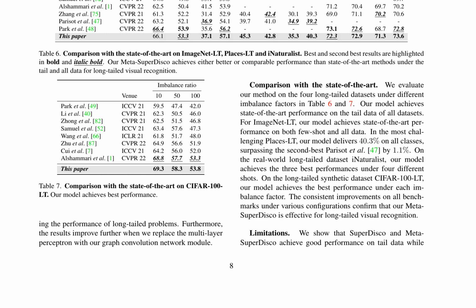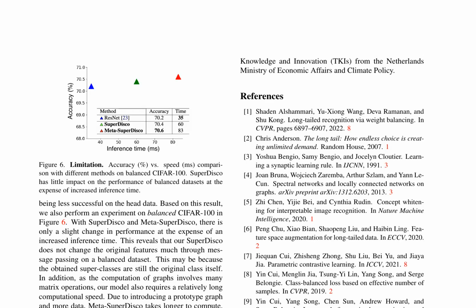Overall, the authors demonstrate the effectiveness of their Meta SuperDisco model in long-tailed visual recognition tasks, achieving state-of-the-art performance on multiple benchmarks under various configurations. This research paper introduces a novel approach to long-tailed visual recognition, proposing the discovery of a superclass graph for refining and rectifying original features through message passing.